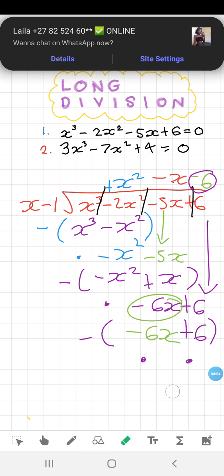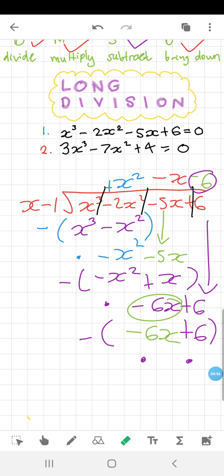If you don't get a remainder of 0, I'm so sorry about those notifications. I really can't control them. But if you don't get a remainder of 0 over here, it means that the factor that you've used here is incorrect. So just be careful of that.